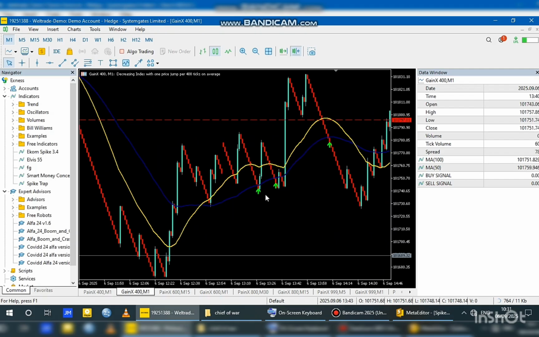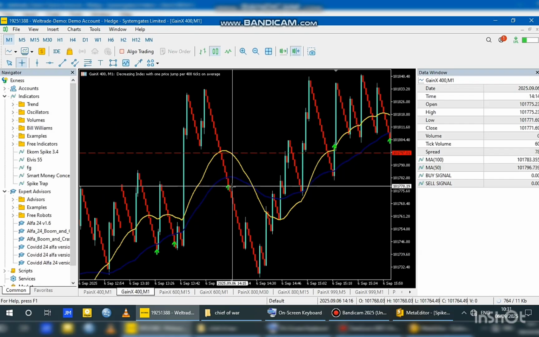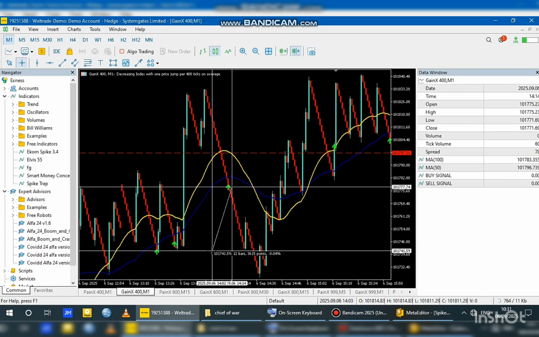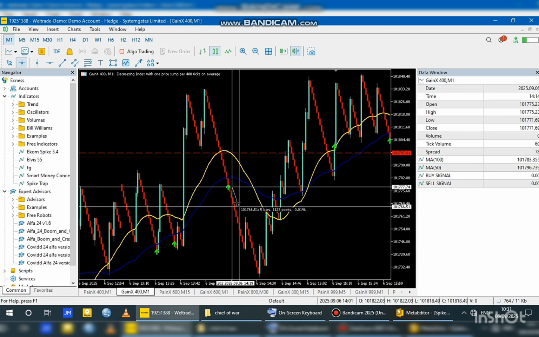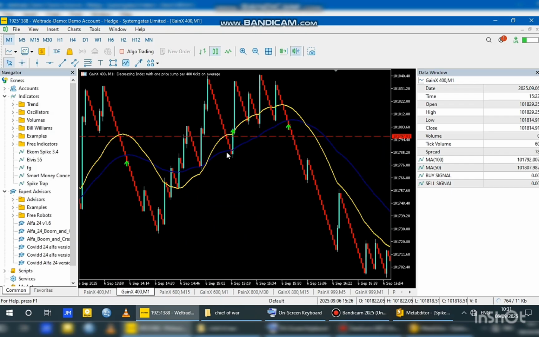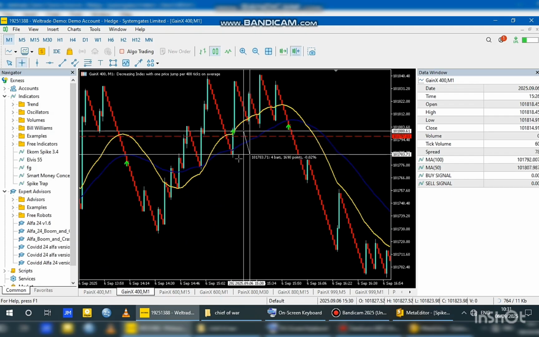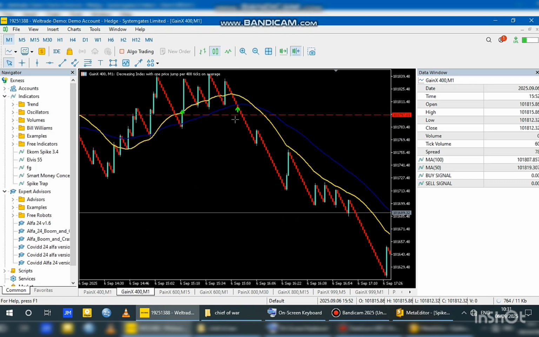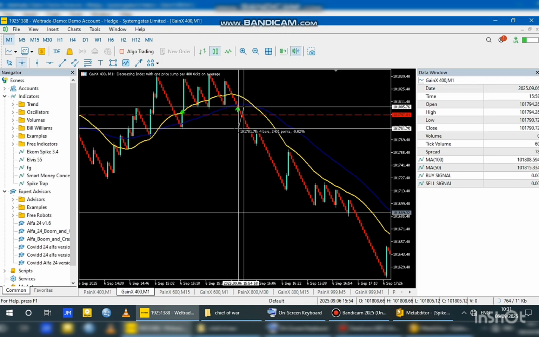You buy here, your stop loss below here. You buy here, your stop loss should not go below this. You buy here. If you bought here, you realize that the distance between your stop loss and your entry is too far, so such trades are a bit risky. This one, you buy here, the closest low is here. You buy here, the closest low should be here.